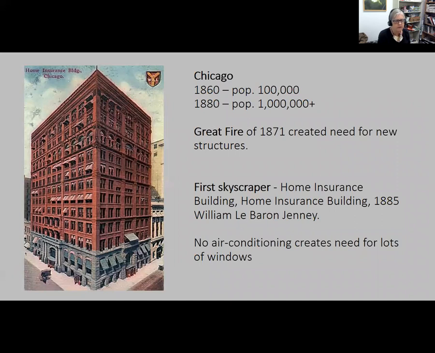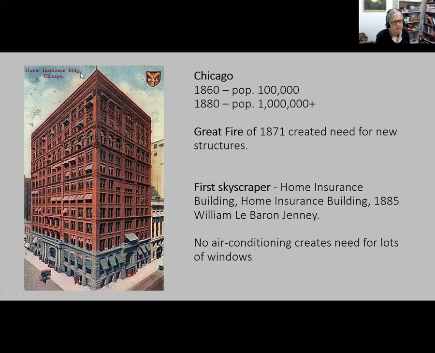So here's an example of that population explosion. Chicago, 1860. This is before the Civil War. Population of 100,000 people. 1880, the population exploded to 1 million people plus.